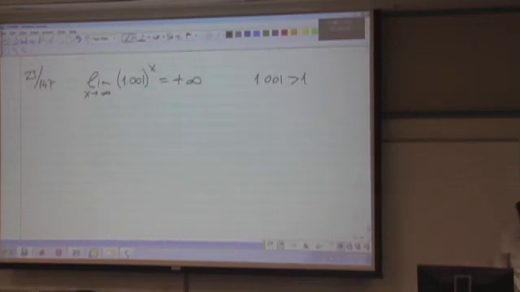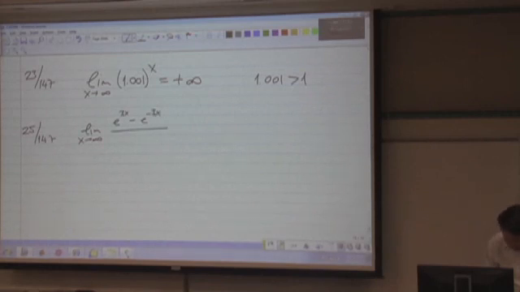How about number 25? The limit as x goes to infinity of e to the 3x minus e to the minus 3x divided by e to the 3x plus e to the minus 3x. Which, by the way, is the hyperbolic tangent of 3x, if you've ever heard of hyperbolic trigonometric functions before. So what is this limit?